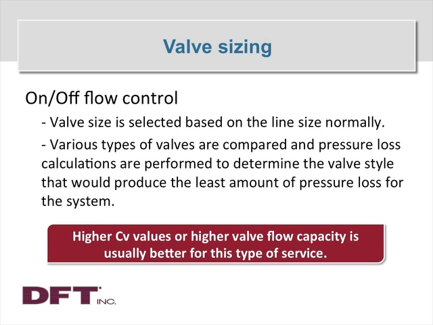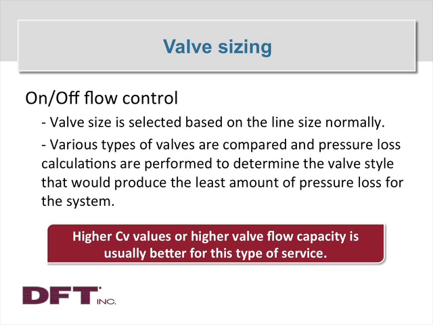So we'll start with the first of these three basic categories, the on-off flow control valve application. The valve size is selected generally based on the line size. It's the easiest and smartest way to do that.